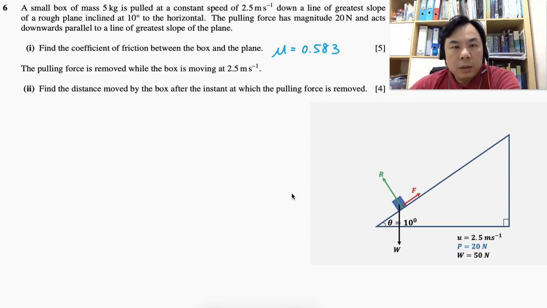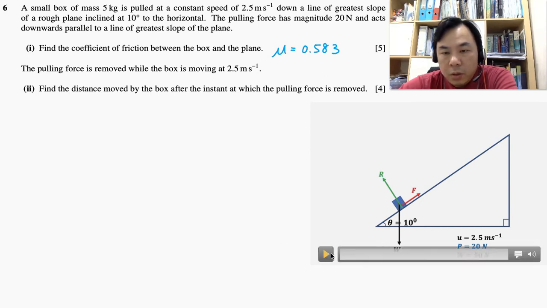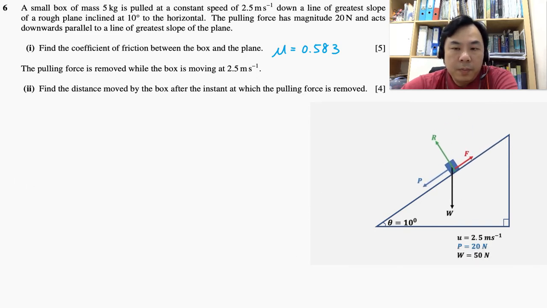All right, so we need to find the distance moved by the box after the instant at which the pulling force has been removed. So what we are looking at is actually somewhere here. Let me show it to you. So basically we are looking at somewhere here. So from somewhere here, and then it stopped somewhere here.